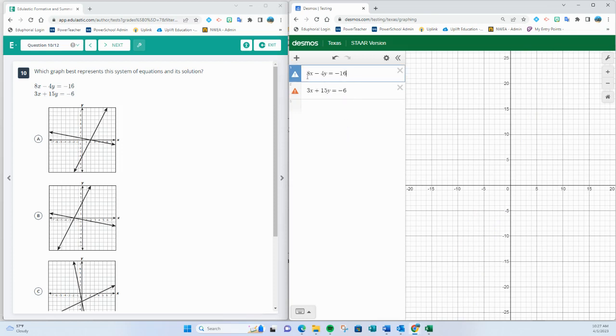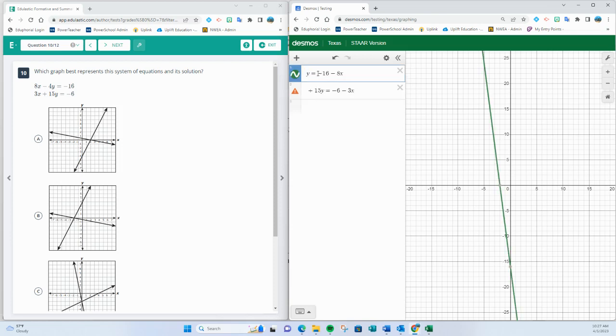For both of these, I need to do my exciting move. I'm going to move the 8x from one side to the other. But instead of being positive, I'm going to have it be negative. Same with this. Let's go ahead and move the 3x from positive 3x on one side to negative 3x on the other. I'm going to great divide.